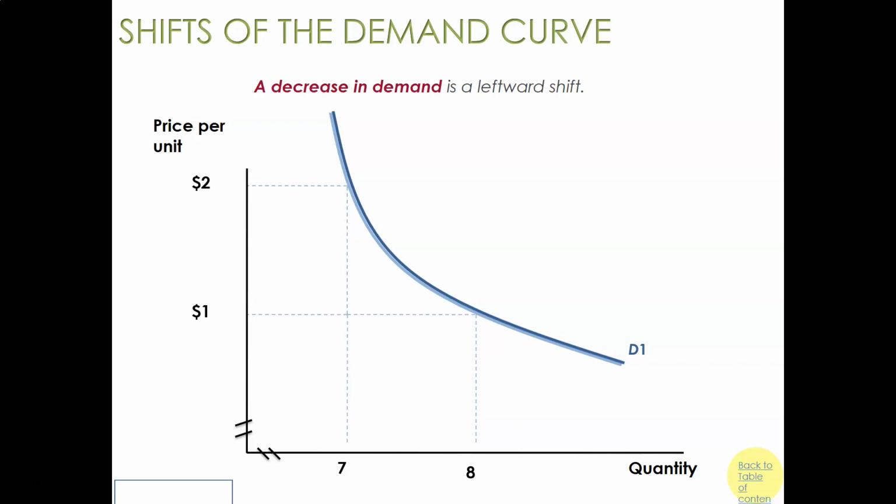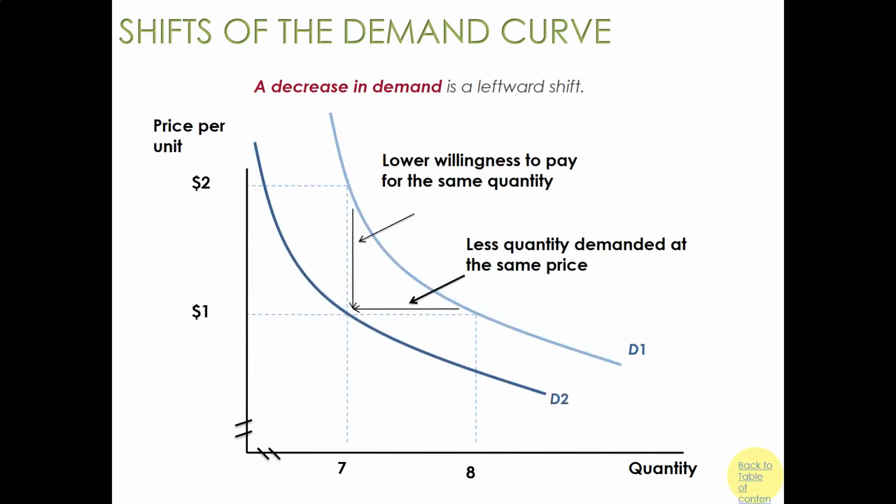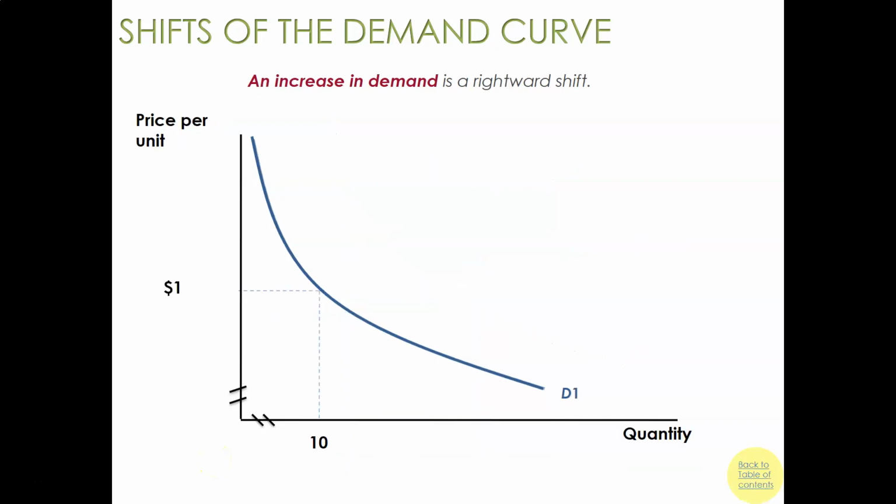Okay? And so basically, here's a decrease in demand, which calls for a leftward shift. And that means that there's a lower willingness to pay for the same quantity, so that's the downward arrow. But there's also less quantity demanded at the same price. Either way is a fine way of describing that, but you need to be aware that that leftward shift involves less quantity demanded at the same price.